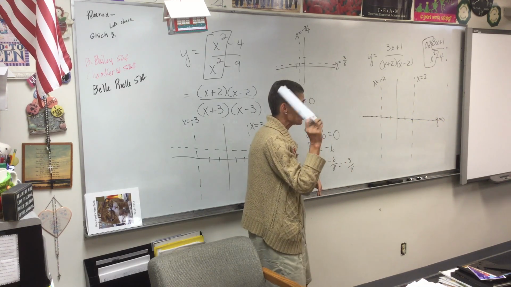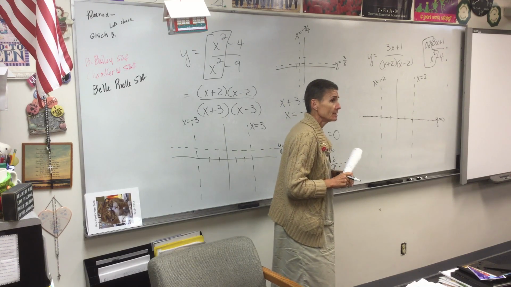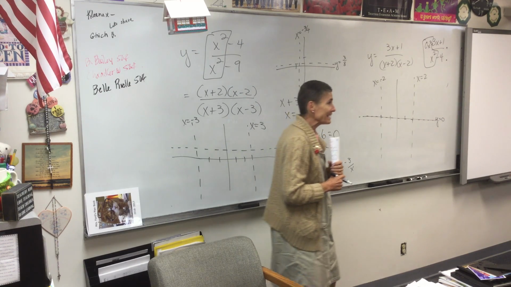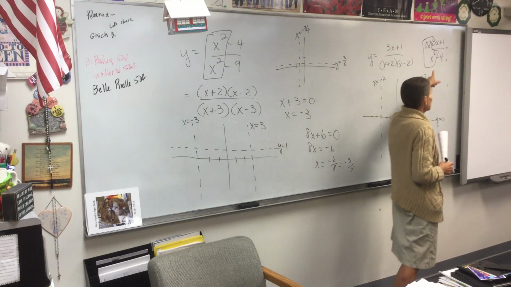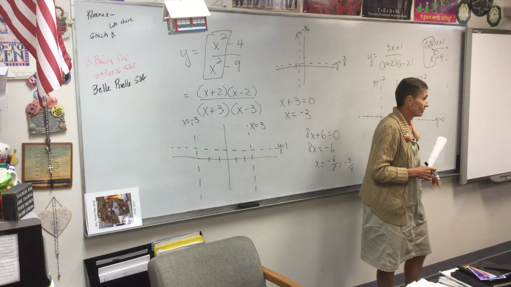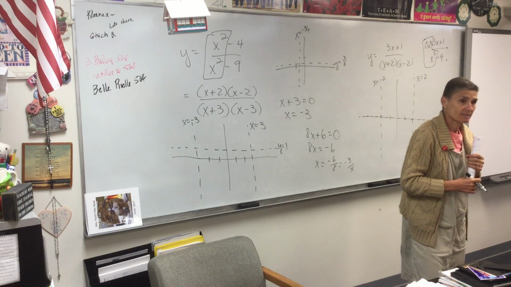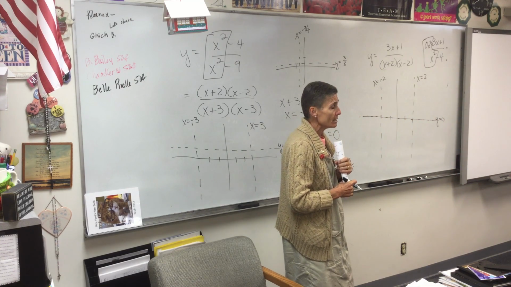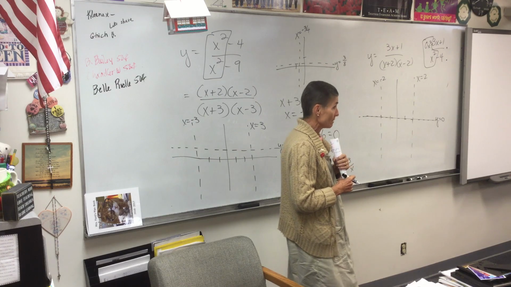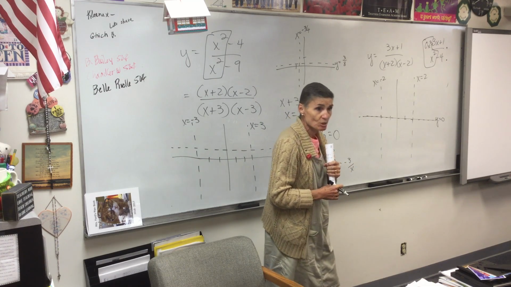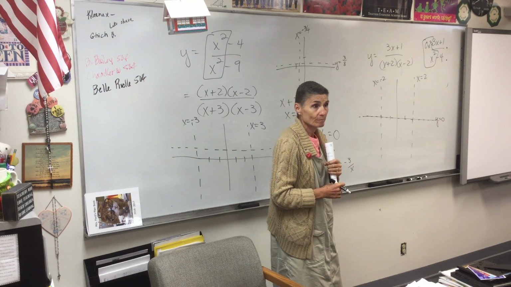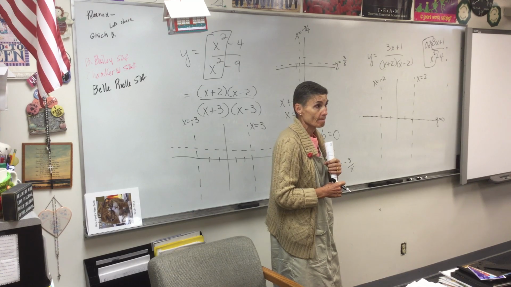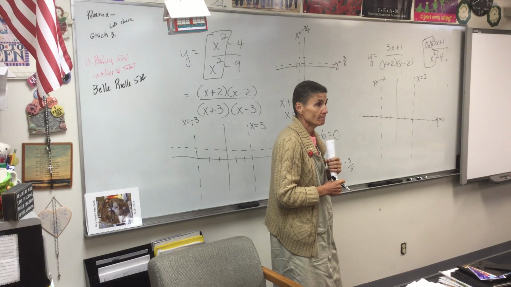Now, if that's too much for your brain to handle, remember this. Anytime the power in the bottom is bigger, the asymptote's going to be at 0. Anytime, I don't care what the powers are, if the biggest one is in the bottom, then the asymptote is going to be at 0. Okay?